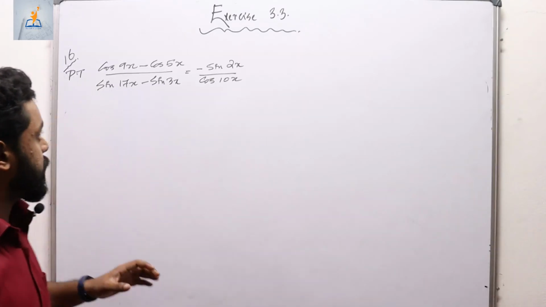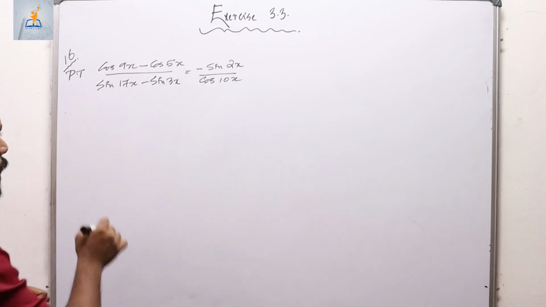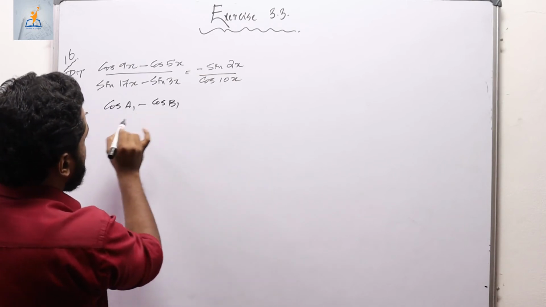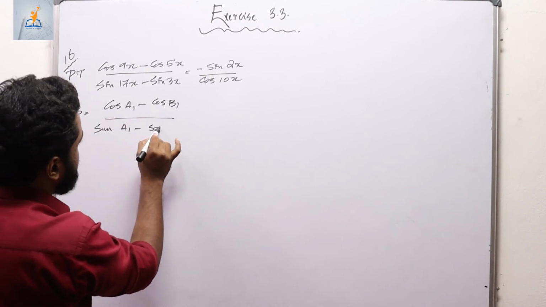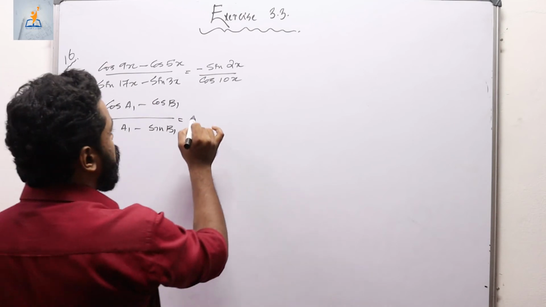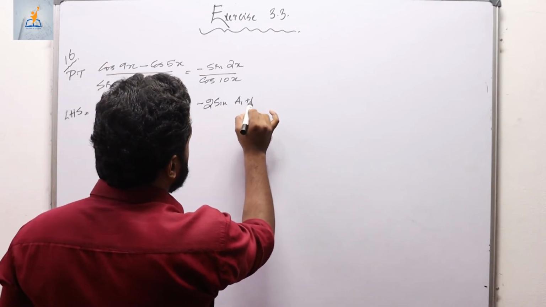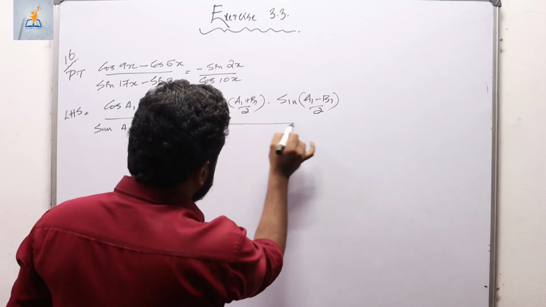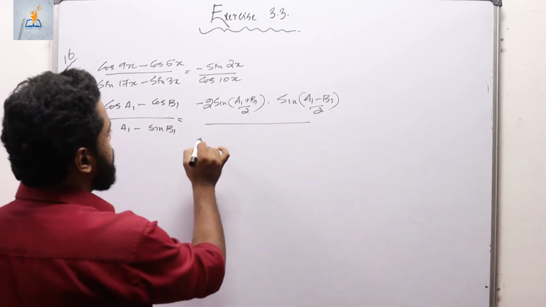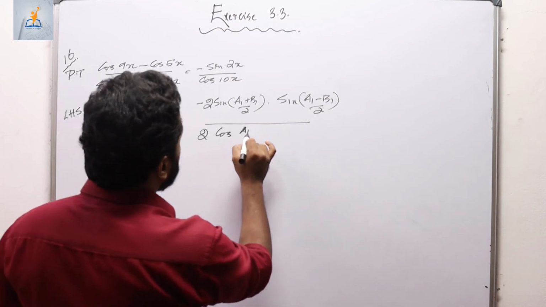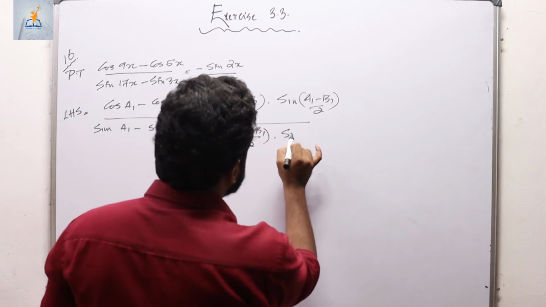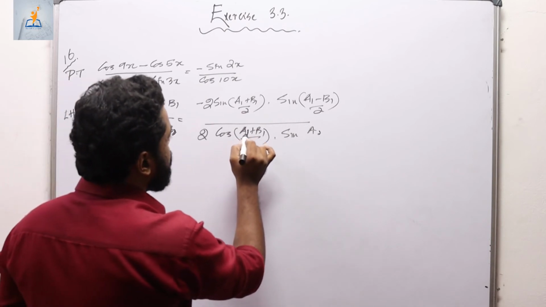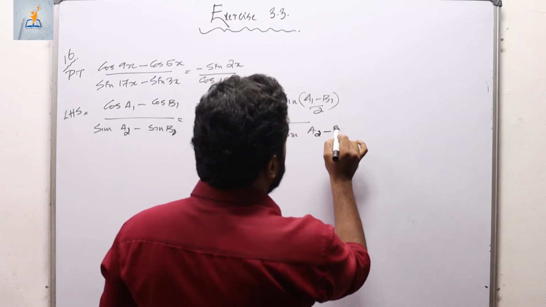Now we shall do question number 16. We have to prove the left hand side equal to the right hand side, and you can easily observe that the left hand side is of the form cos A1 minus cos B1 divided by sin A2 minus sin B2, isn't it? We know that cos A1 minus cos B1 is nothing but minus 2 sin (A1 plus B1)/2 into sin (A1 minus B1)/2, divided by, again we know that sin A2 minus sin B2 is nothing but 2 cos (A2 plus B2)/2 into sin (A2 minus B2)/2. Here the angles are different, so A2 and B2 must be taken.